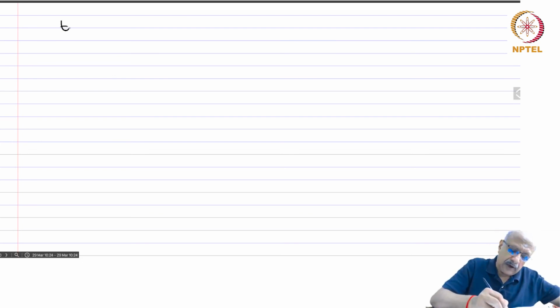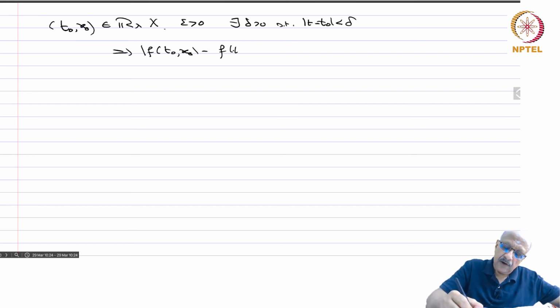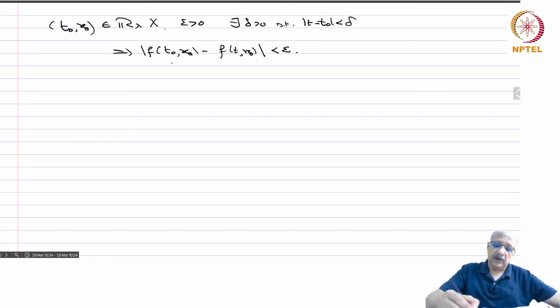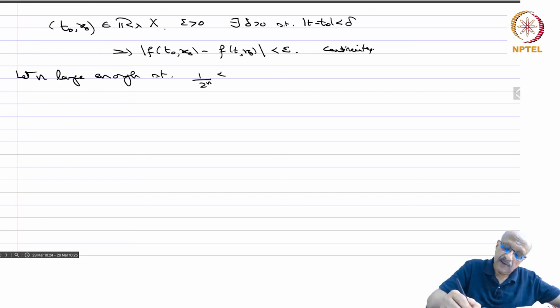Okay, so now you take (t_0, x_0) belonging to R cross X, epsilon greater than 0 given. Then there exists a delta positive such that |t minus t_0| less than delta implies |f(t_0, x_0) minus f(t, x_0)| is less than epsilon, because of the continuity. Okay, now choose n large enough such that 1/2^n is less than delta.